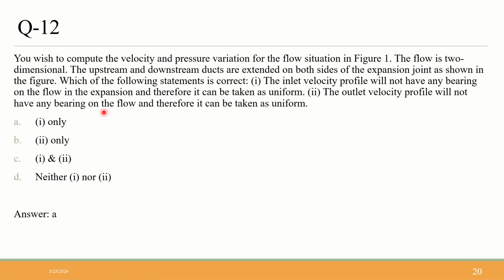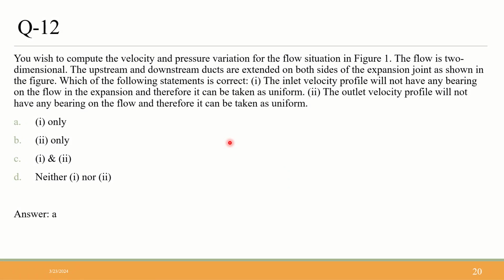According to that, we have A, 1 only, it is right. B, 2 only, it is false. C, 1 and 2, it is again false because it includes option 2. D, neither 1 nor 2, again it is false because 1 is true.